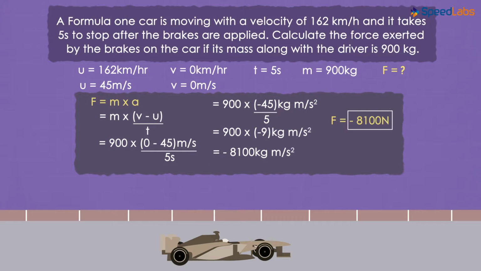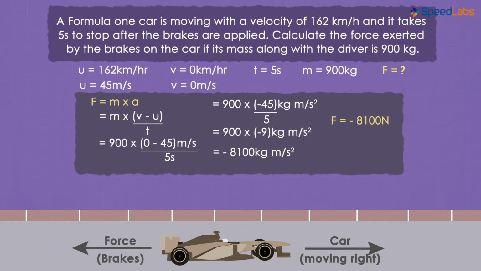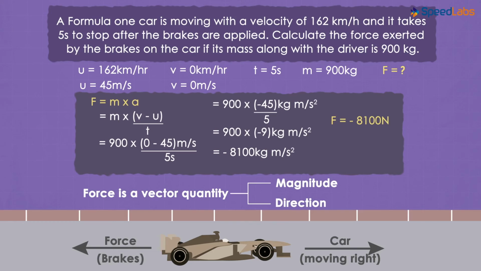What does this negative sign indicate? It indicates that the force exerted by the brakes is opposite to the direction in which the car is moving. If the car is moving towards the right, then the direction of the force of the brakes will be towards the left. Don't forget, force is a vector quantity. It has magnitude as well as direction.